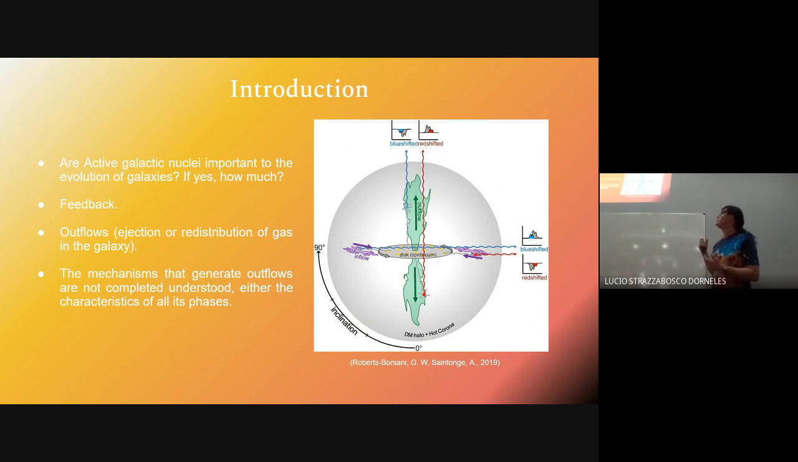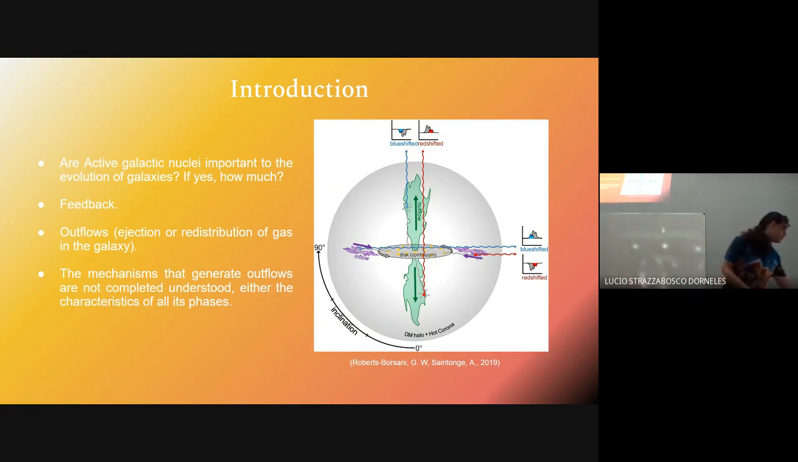The mechanisms that generate outflows are not well understood yet, and neither are all the characteristics of its phases. So outflows can be hot, can be cold, can be warm. There are outflows that are from ionized gas. There are outflows that are related to molecular gas. So we don't know all the phases that outflows can present.